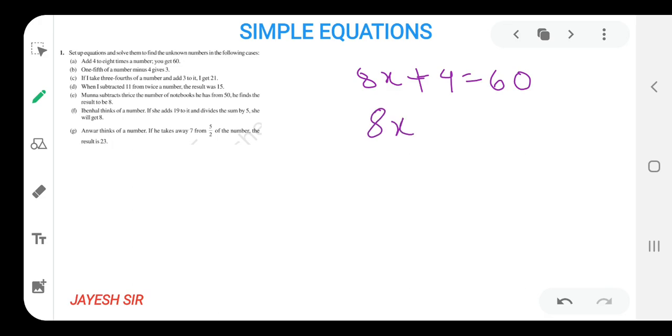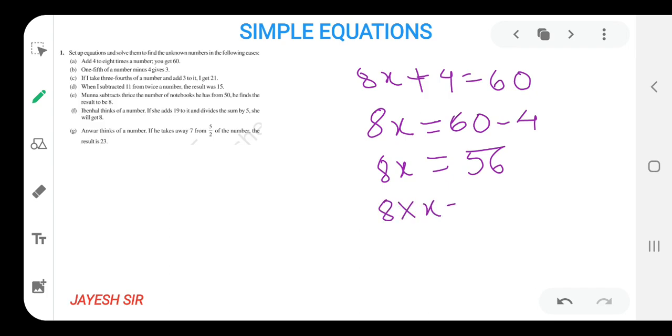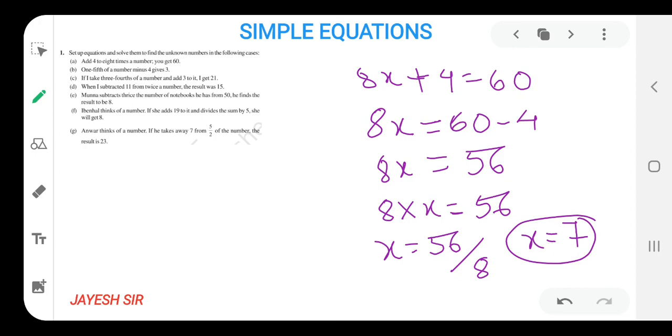So 8x as it is, and plus 4 after going to that side will become minus 4. First, 60 is already there, so we write 60 first. Now plus 4 after going to this side becomes minus 4. So 60 minus 4 is 56, and 8x here has no sign between 8 and x, which means multiplication. 8 into x is equal to 56. 8 is in multiplication with x, and after going to that side it becomes division. So 56 divided by 8 gives 7, because in the 8 table, 7 times 8 is 56. So the value of the variable is 7. I hope you all are getting it, friends.